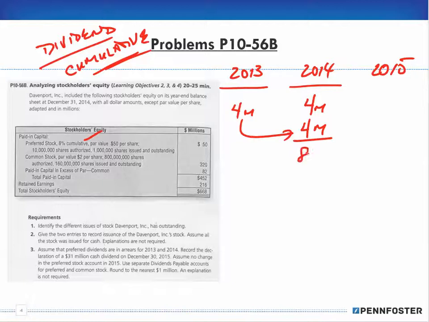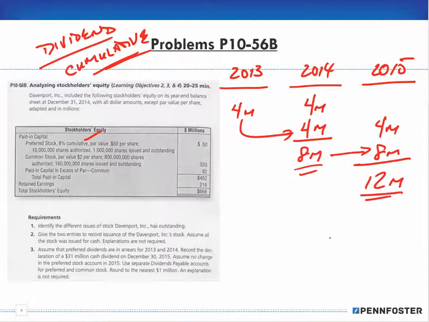So at the end of 2014, 8 million is owed to the preferred stockholders. Now, when we come to 2015, an additional 4 million is owed to the preferred stockholders, but because the 8 million was not paid from the previous year, that's still owed to them. So at the end of 2015, the preferred shareholders are owed a total of $12 million over the last 3 years. That's what cumulative is.